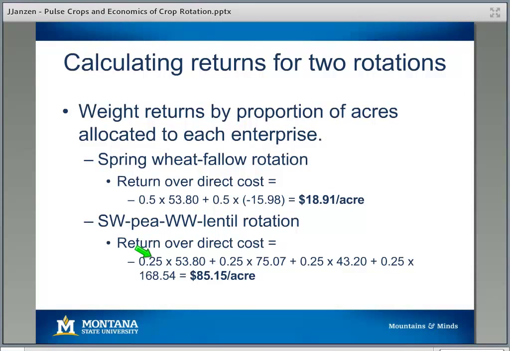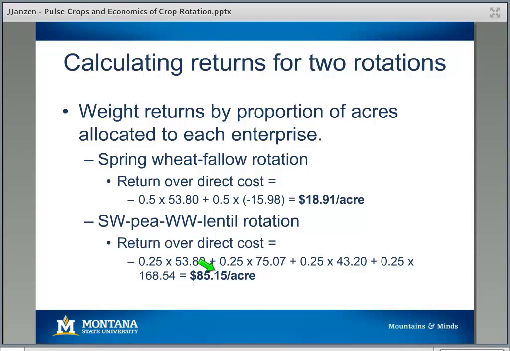Multiply 0.25, right, the proportion of acres, by the return over direct costs. And in this case, notice we've used the same estimate of spring wheat returns and add that to the weighted return over direct costs from the other enterprises. So the pea enterprise, right, had higher returns. The winter wheat enterprise had lower returns. The lentil enterprise, obviously, right, had the highest returns. And that's driving this estimate here of the returns over direct costs for this rotation to be significantly higher, right? So yes, we can grow lentils, but we can only grow them so often.